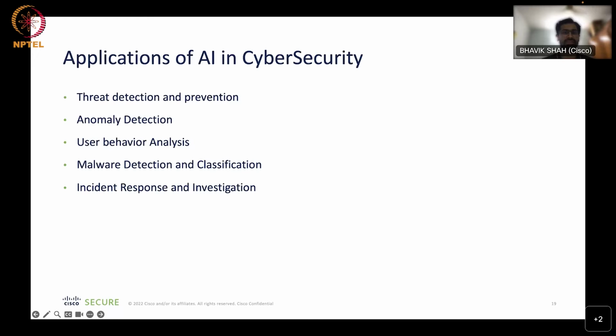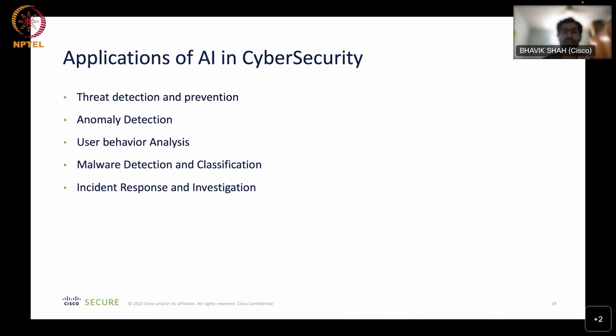So that brings us to what are the applications of artificial intelligence in cybersecurity, right? As I mentioned, the first is threat detection and prevention. We would look into one real use case which actually happened to Cisco, and how did we prevent it? I'm sure you would be aware of that, but even if not, I would walk you through that.